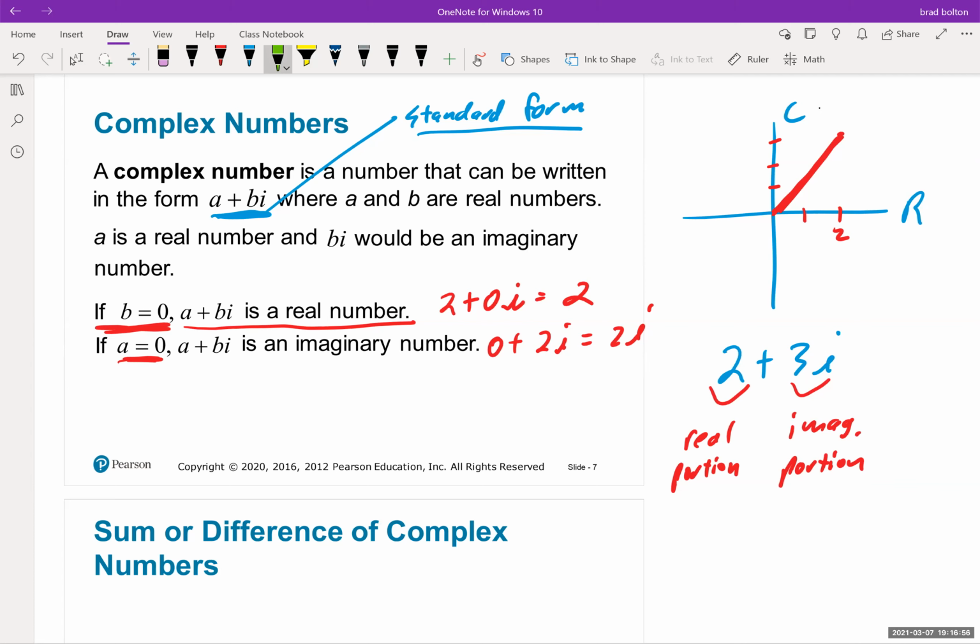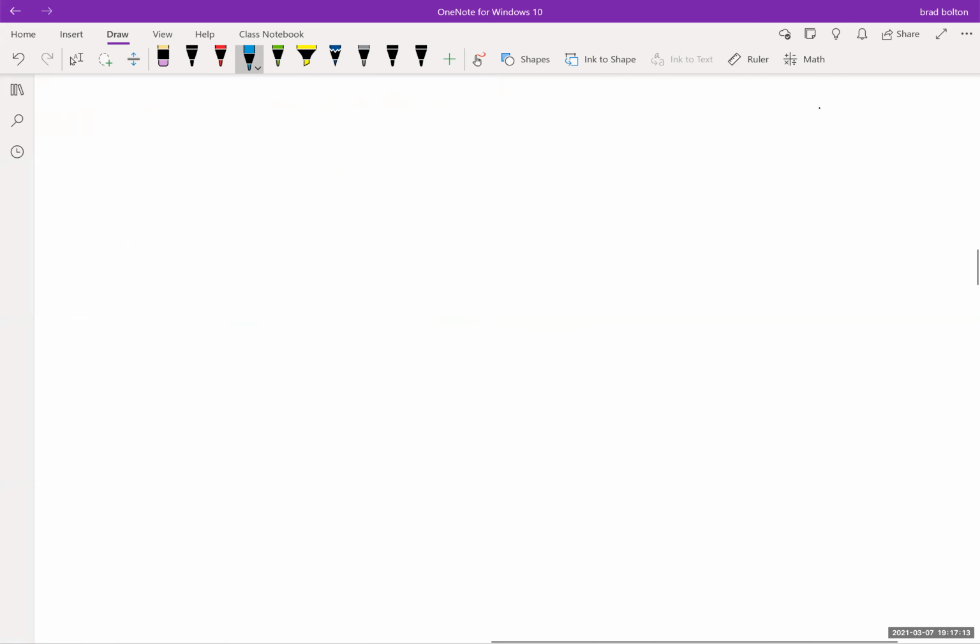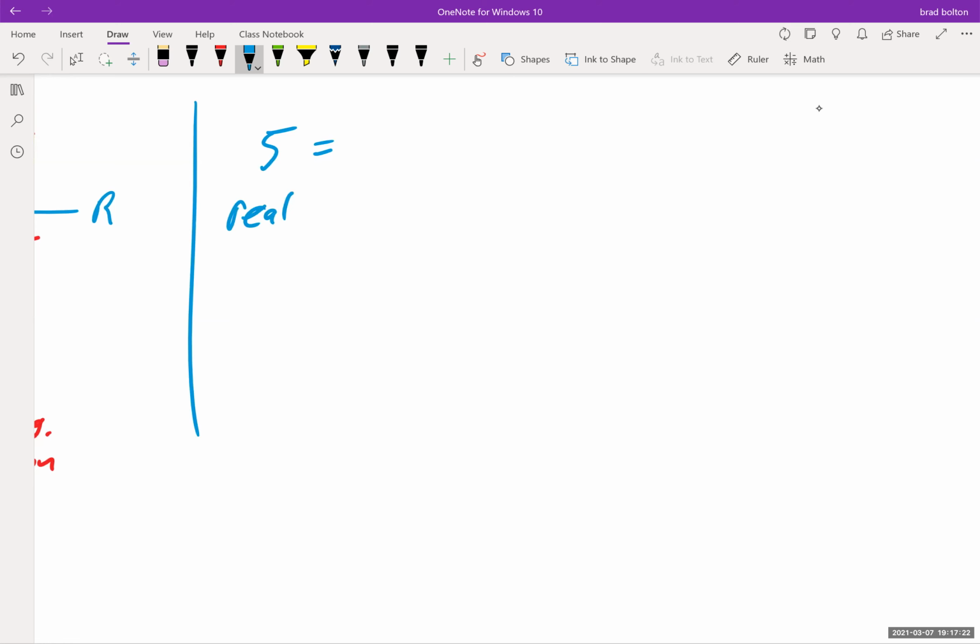However, it's kind of a little tricky thing here. Technically, this is a real number, right? But notice I wrote it as a complex number, A plus Bi. So every real number could technically be written as a complex number. So if you wanted to say, let's say we had the number 5. Right now it's a real, but I could rewrite it as 5 plus 0i. And now I just rewrote it as a complex.